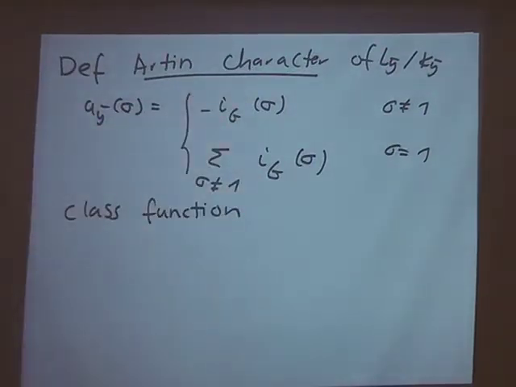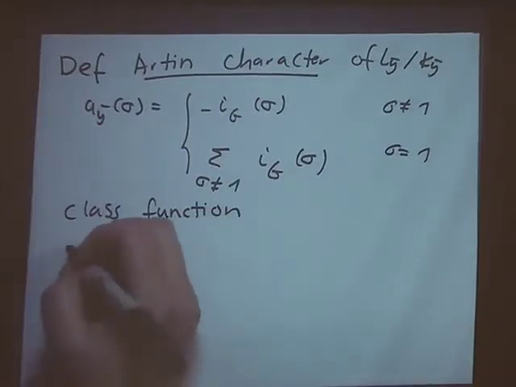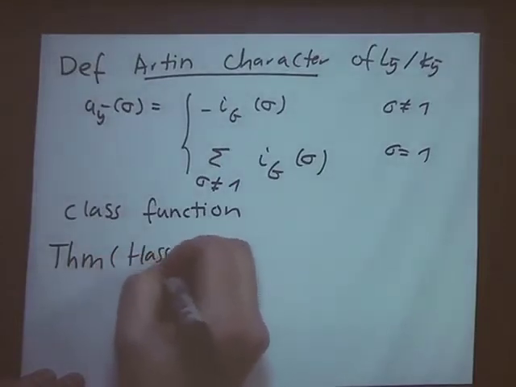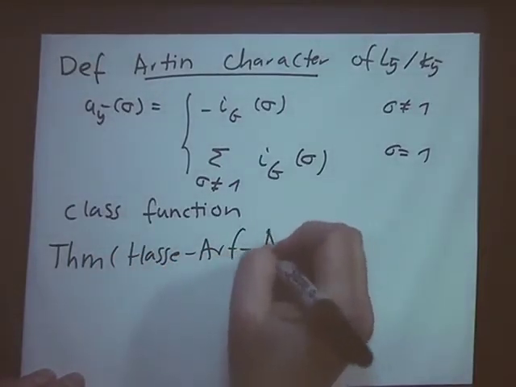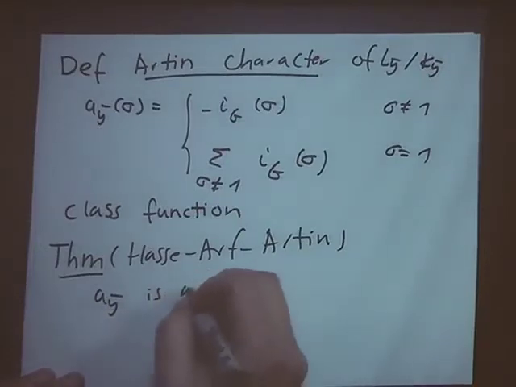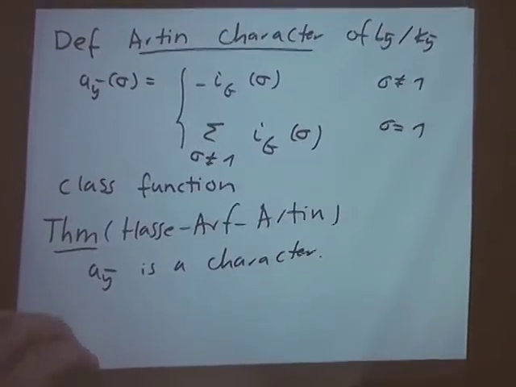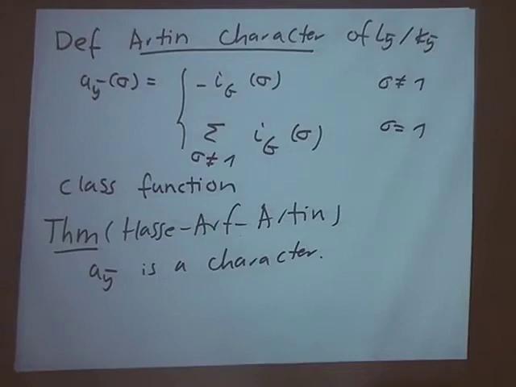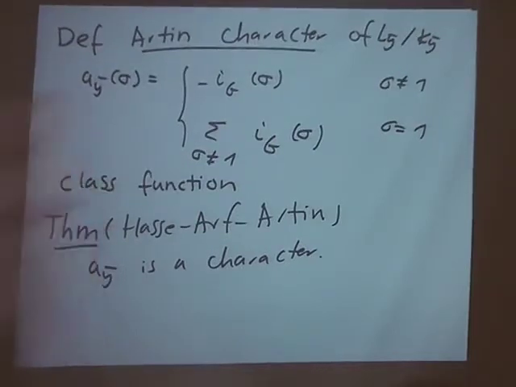This is almost the same as the Swan character that we've seen in the talk of Saito before. The difference between this Artin character and the Swan character is just that you need to subtract the character of the regular representation. So it's basically the same thing. And then we have the following theorem, due to Hasse-Arf and Artin, a fact that Saito has also already cited in the previous talk. This Artin character is really a character. It means there exists some finite dimensional vector space V plus an action of this finite group, so a representation, such that the character of this representation is exactly our Artin character.